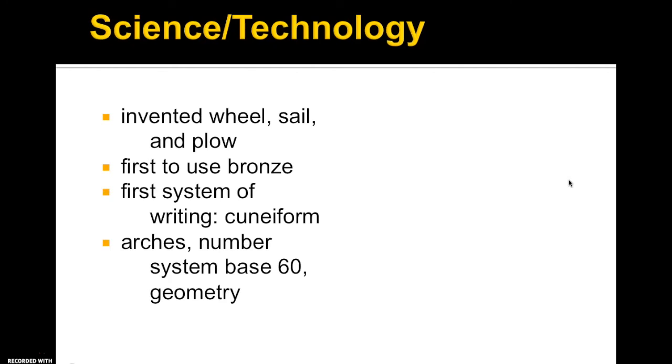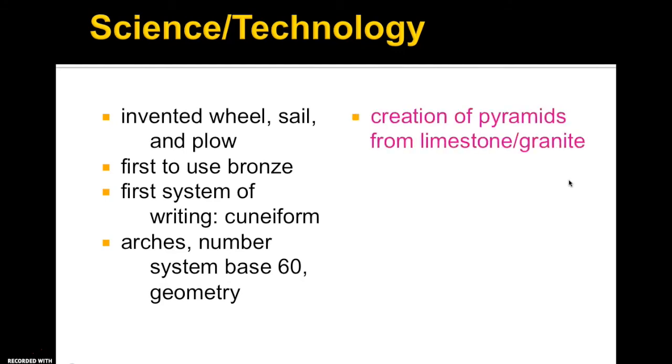And they also were very prominent in math. Their number-based system was 60, and they also were very prominent in geometry. Moving on to Egypt's side in science and technology, we have the creation of pyramids from limestone and granite. You see the construction of the pyramids so perfectly that they're still there today, not eroded by the wind and sand in the desert.